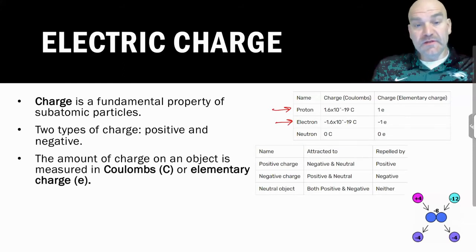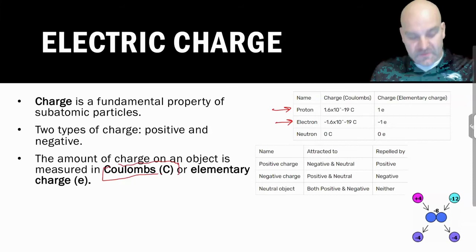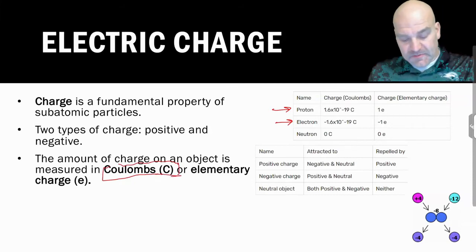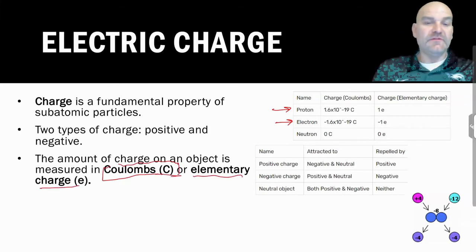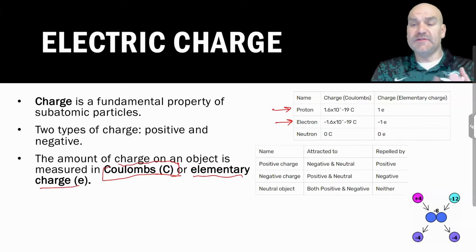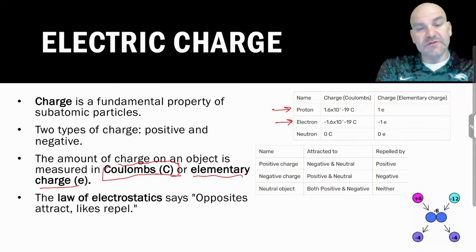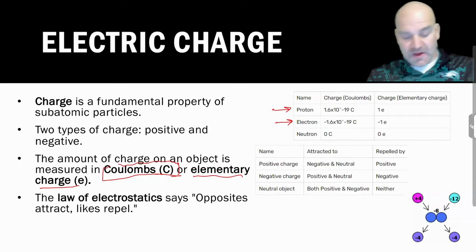The amount of charge on an object is measured in coulombs, or what we call the elementary charge. So this is the SI unit for charge. But sometimes it'll come in and say so many e, or it may say, hey, the number of electrons in a particle is this, what's the negative charge? And the law of electrostatics says opposites attract, likes repel.